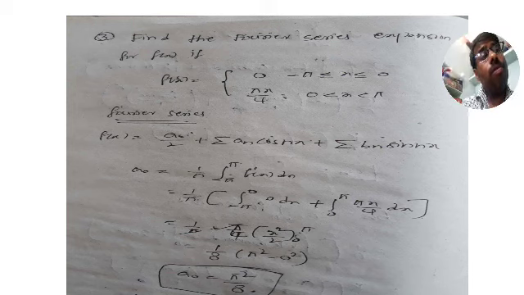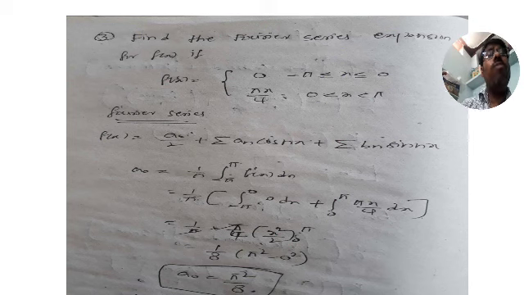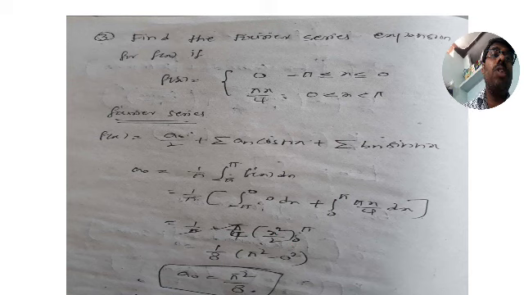Now let us go to the third problem. Find the Fourier series expansion where f of x is equal to 0 if x is from minus pi to 0 and pi x by 4 if x is from 0 to pi.